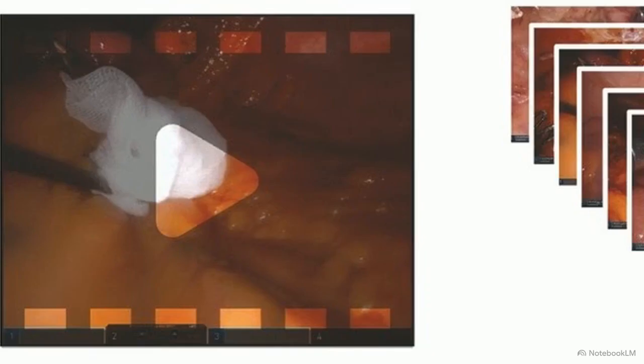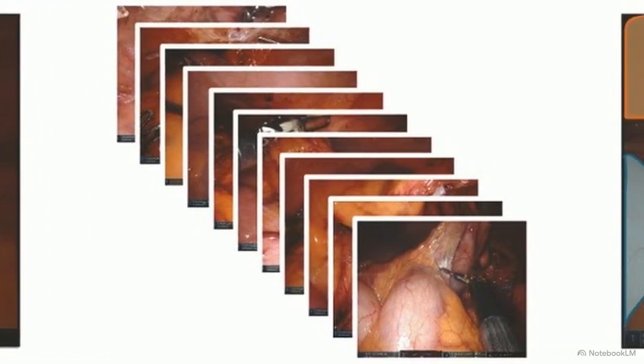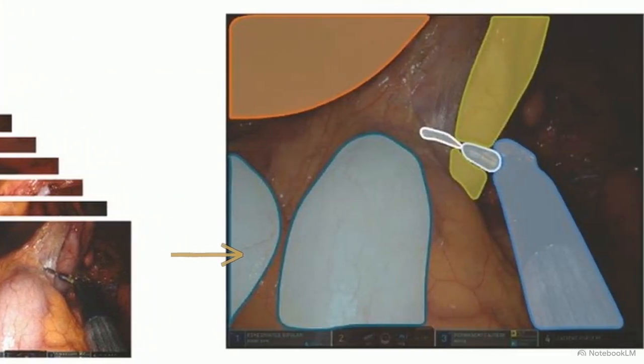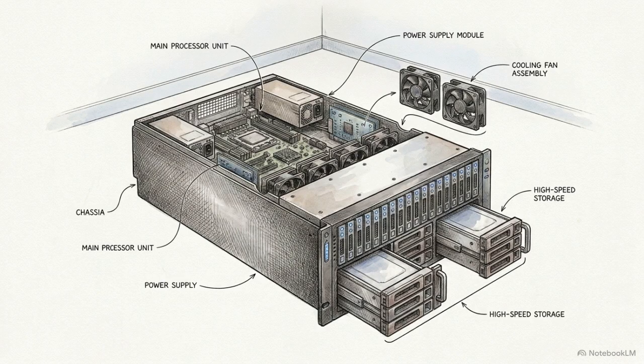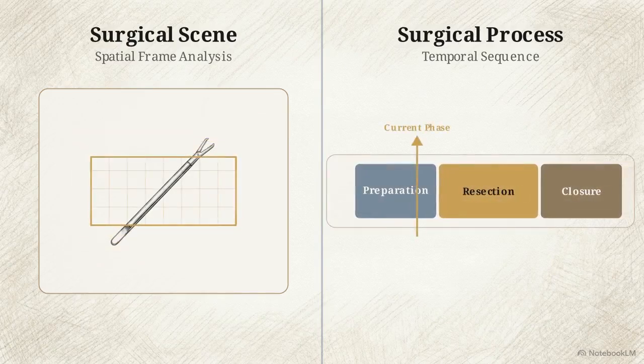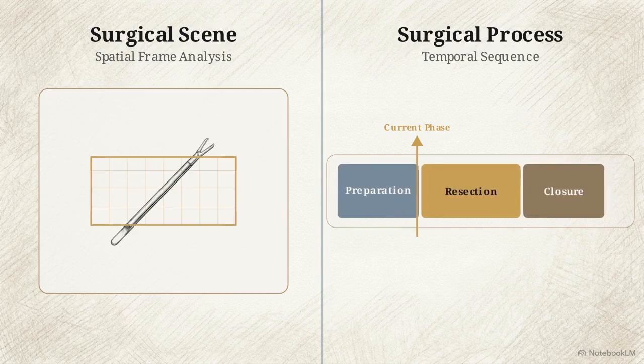This schematic maps the core pipeline to build these tools. It begins by extracting frames from the raw surgical video. Those frames must then be manually annotated by surgeons, creating the ground truth data necessary to train the algorithms. To achieve clinical utility in the operating room, an AI system must synthesize two distinct models. It has to accurately map the spatial geometry of individual frames, and it must track multi-hour surgical processes temporally.